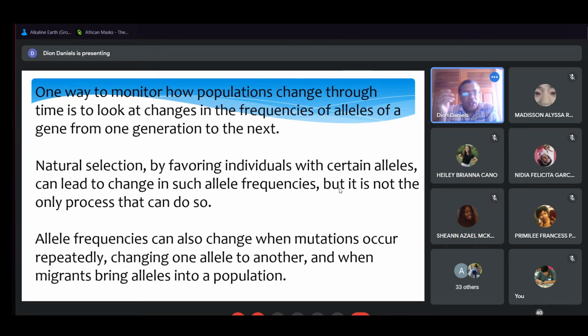Migration. It happens in human populations, and it happens in animals, and it happens all around. So when you have migration, maybe a particular species of birds come from somewhere else and come into this area, they bring their own unique alleles with them. And when they start to interbreed, then you can have changes in the frequency of alleles within a population.